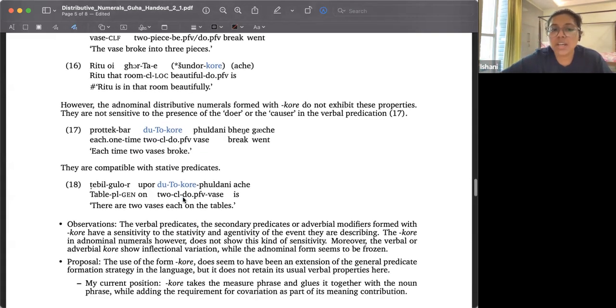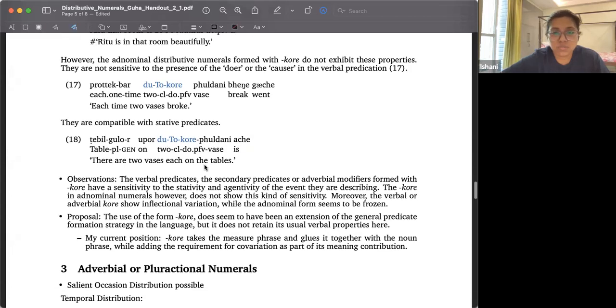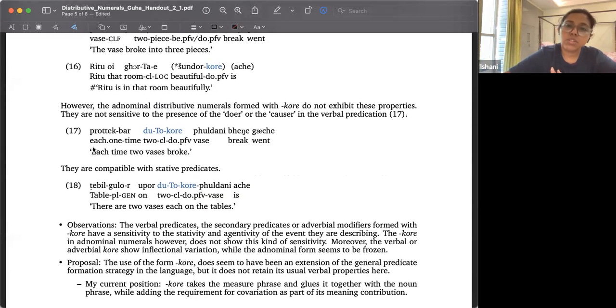So it's bad with statives. Whereas there's no problem with statives and the Kore marked distributive numerals, as we see in 18. So table gulor upor duto kore fuldani ache. There are two vases each on the tables. So this is no problem. Stative predicate of ache. Numerals, no problem. So basically, the point is that core inside the numerals does not retain sensitivity towards the nature of the eventualities. Okay, for Bangla at least.